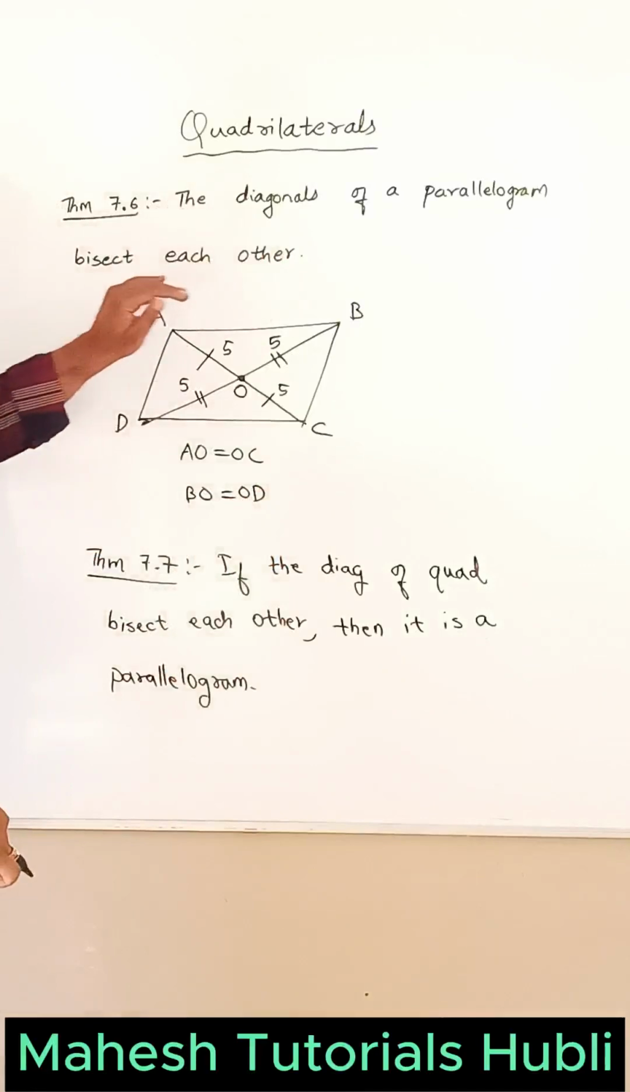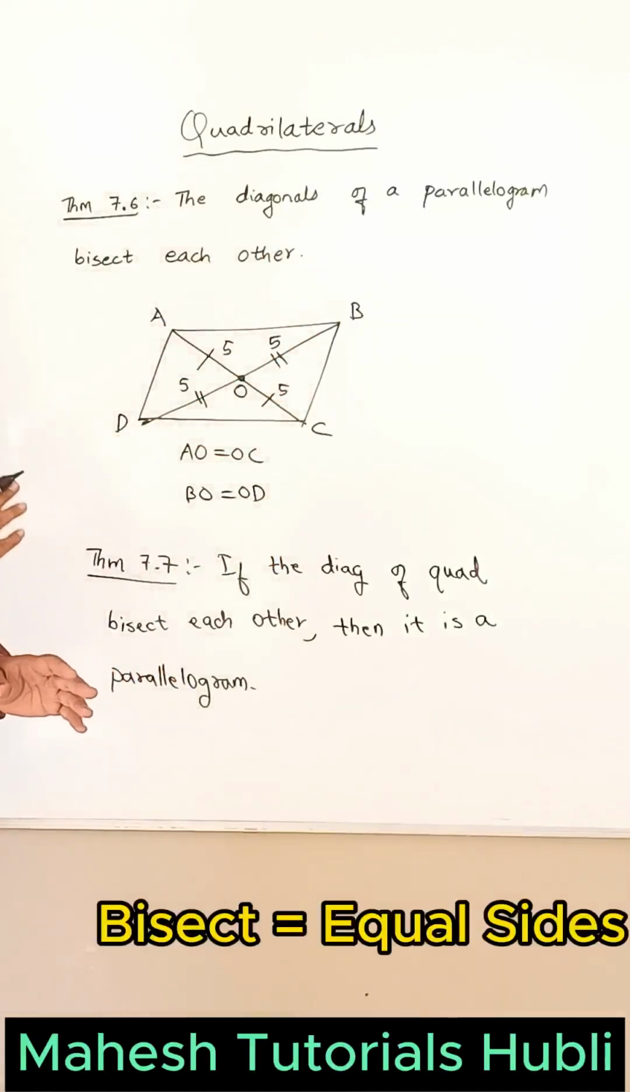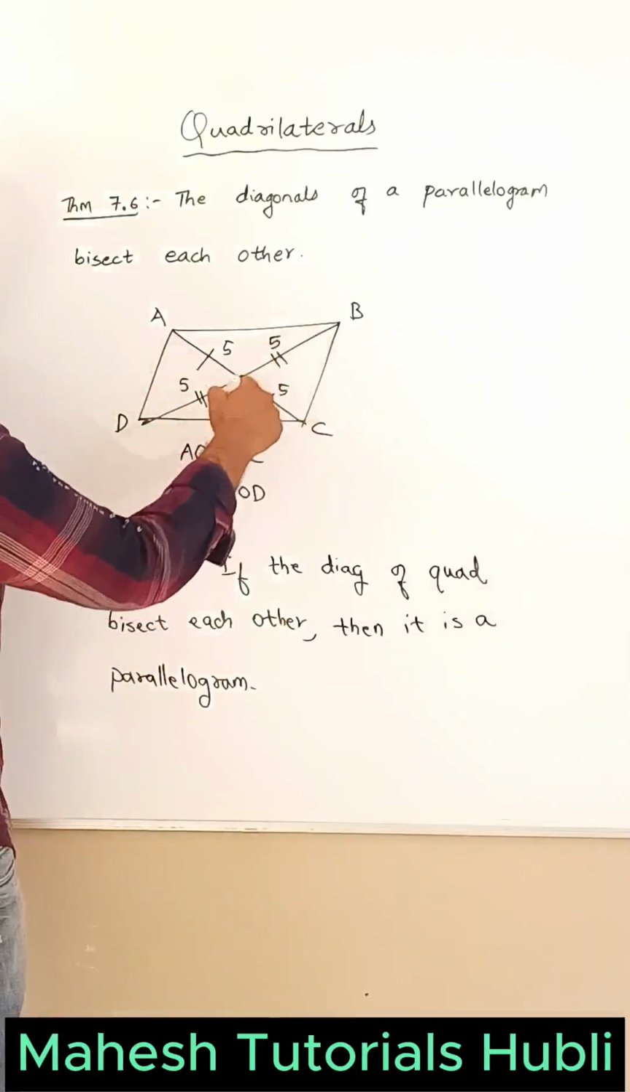The diagonals of a parallelogram bisect each other. These are bisecting. Bisecting means equal. They will bisect. Getting or no? So AO will be equal to CO, BO will be equal to OD.